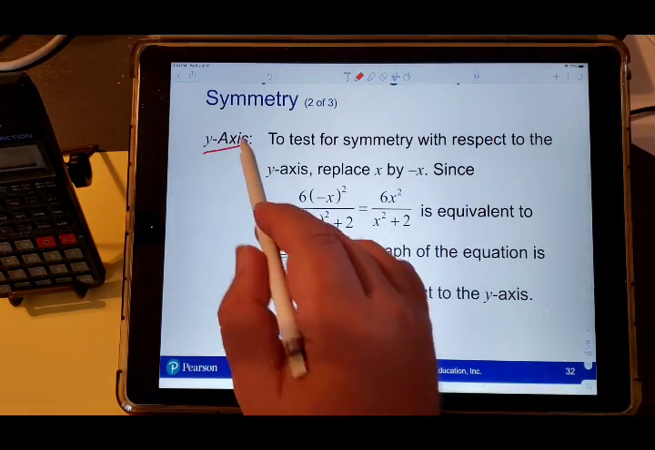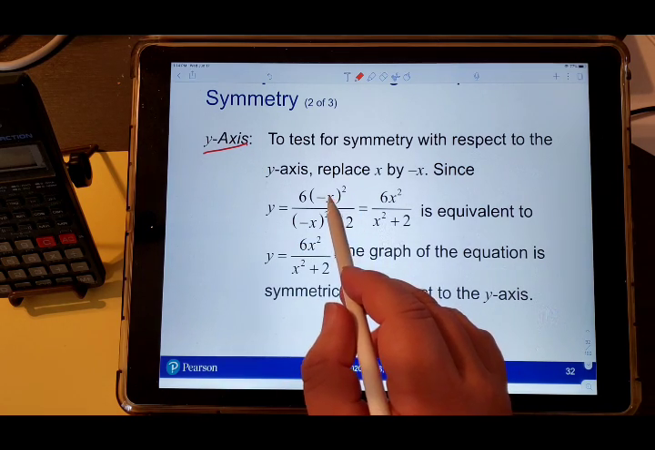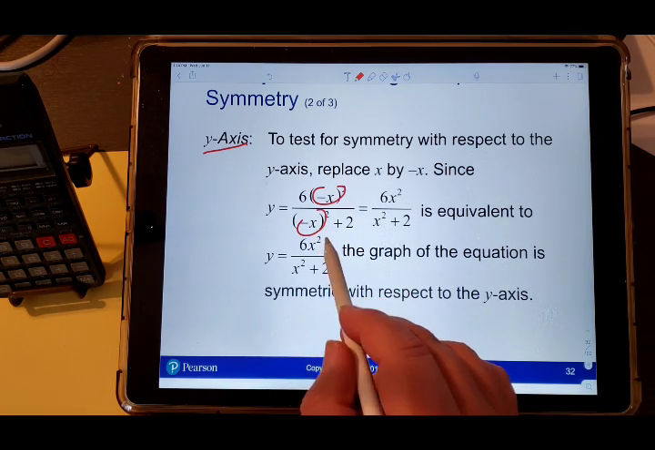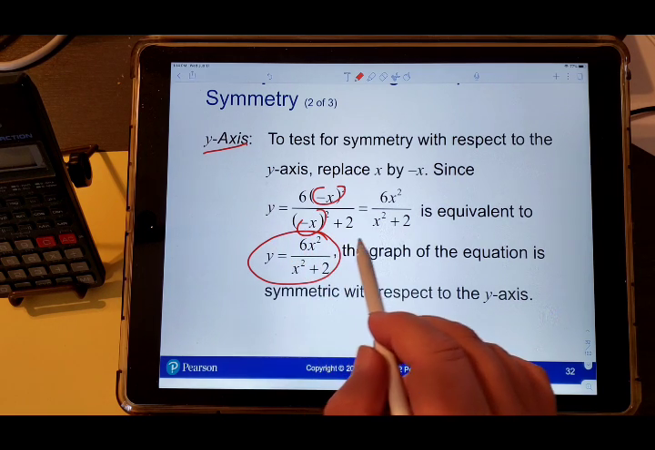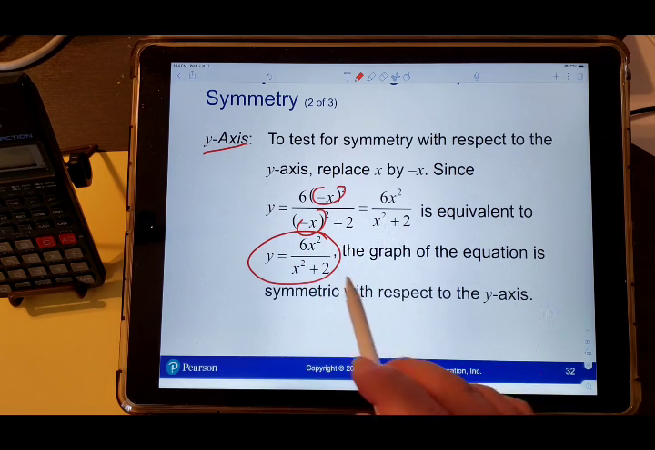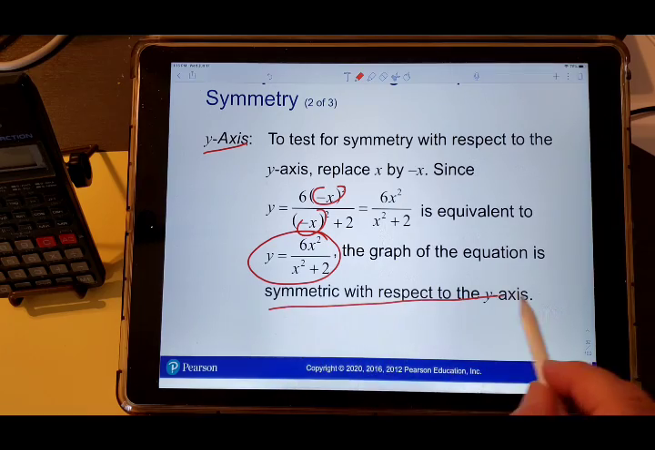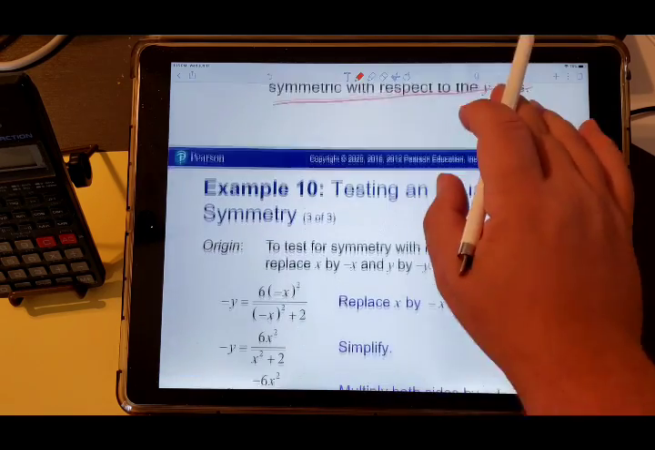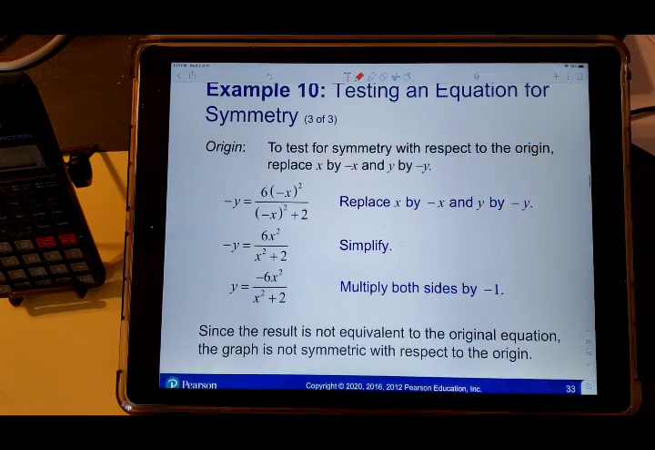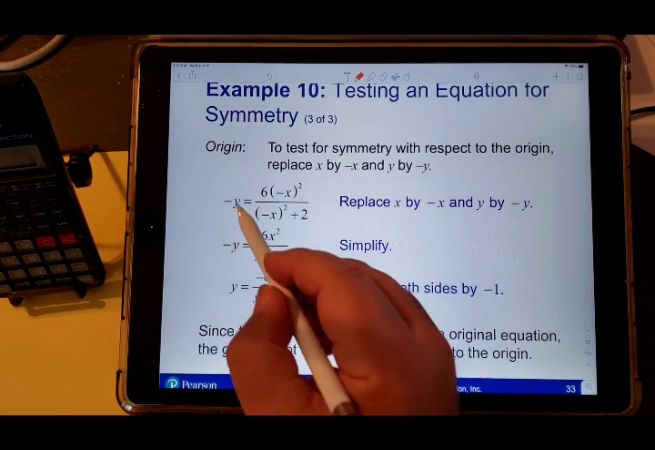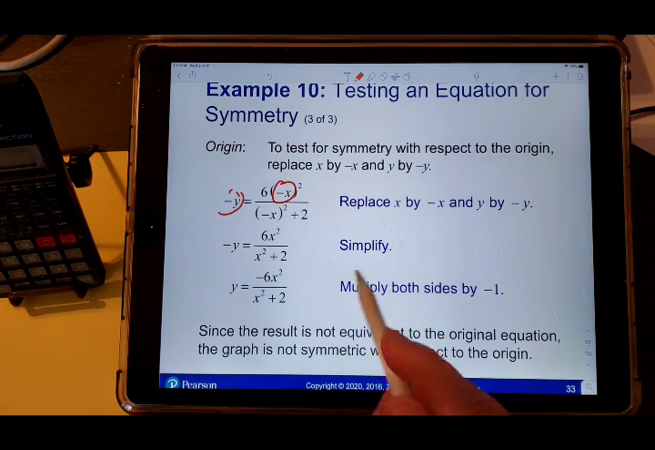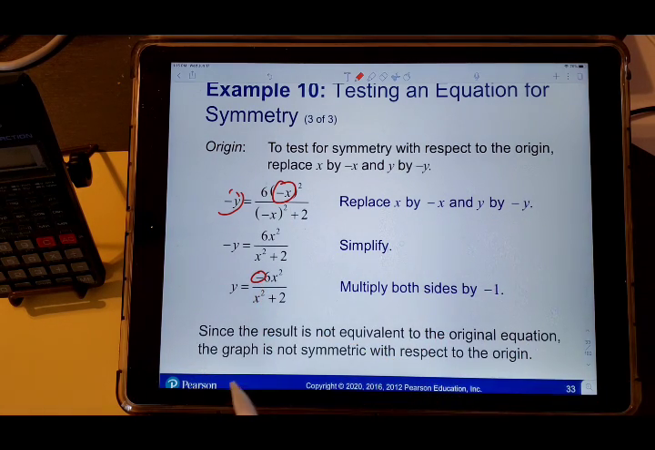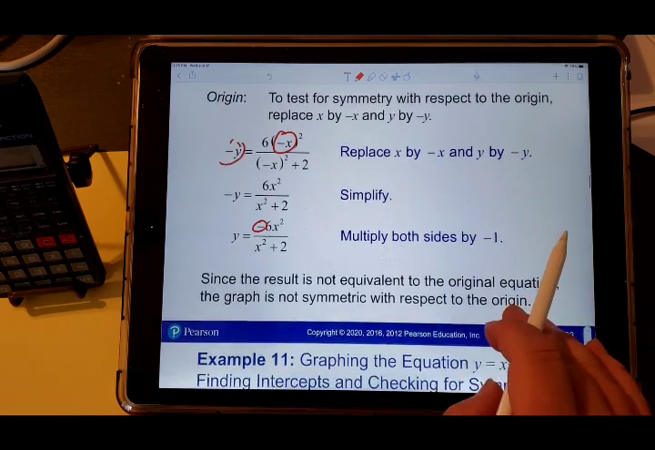This is a pretty quick test. Replace the x's with minus x's. Because both the x's were squared, a pretty straightforward simplification takes me right back to what I originally had. So the graph is symmetric with respect to the y-axis. And the last one they did was symmetry with respect to the origin. So they did a double replacement here. And the minus sign's still there, so not symmetric with respect to the origin.